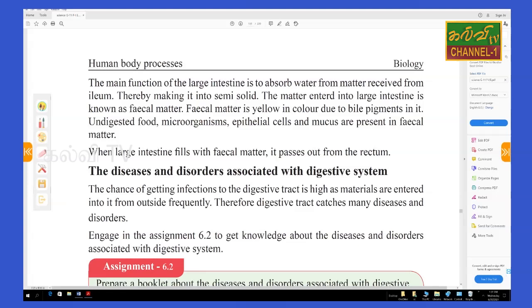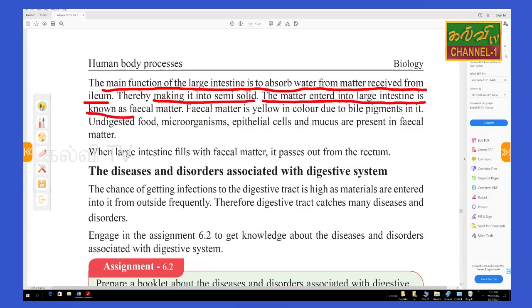The main function of the large intestine is to absorb water and matter received from the ileum. The ileum joins the large intestine. Therefore, making it semi-solid, the matter entering the large intestine is known as fecal matter. In day-to-day life we call this toilets. Fecal matter is yellow in color due to the bile pigments in it. We already studied bile coming from the bile duct; it is attached with the liver.